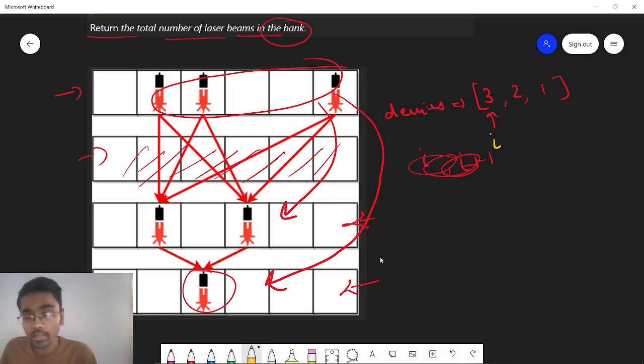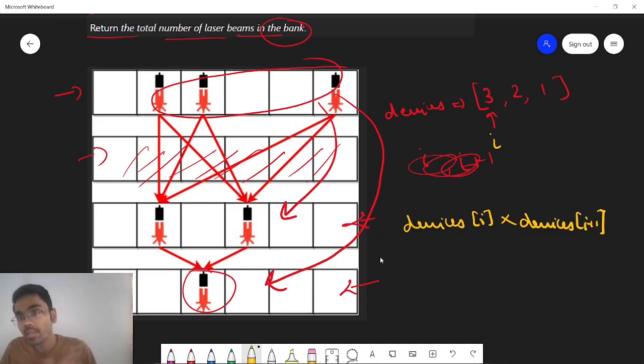So let me just show you. Currently our I is here. How many laser beams will be formed by these 3 devices? Obviously we will multiply devices of I with devices of I plus 1, because we don't need to take care of any other row. We just need to take care of its next row which has some devices, and since the devices array holds only those rows which have devices, we can just multiply I with the I plus 1th value, whatever the number present is. So these many laser beams will be formed by these 2.